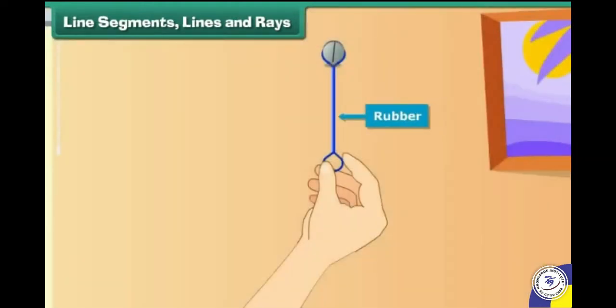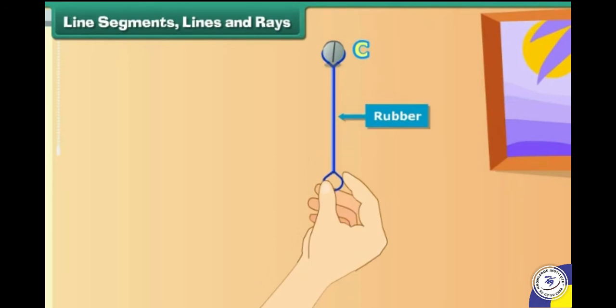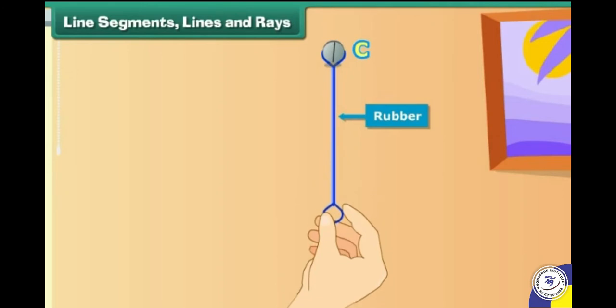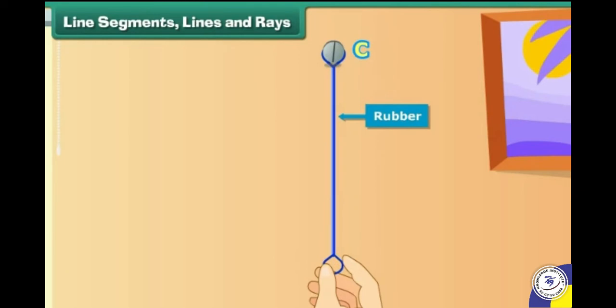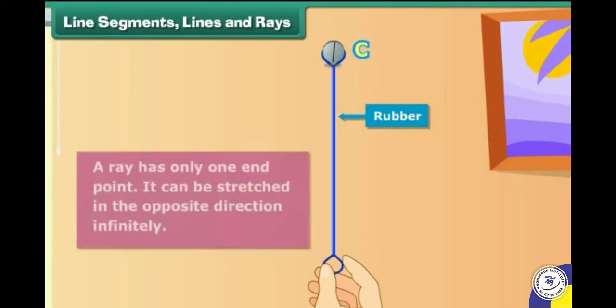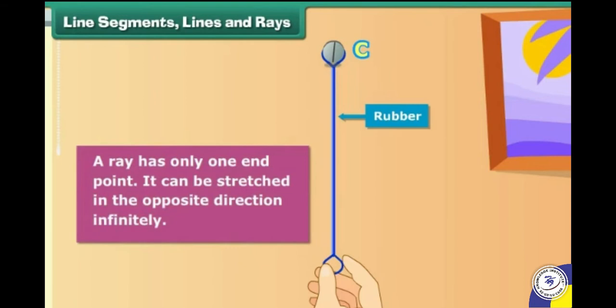Look at this thin strip of rubber. Let us nail it to the wall and name the point C. The other end of the rubber is free. Let us stretch it. First a little, then a little more, and then some more. What we get is a ray. A ray has only one endpoint. It can be stretched in the opposite direction infinitely.